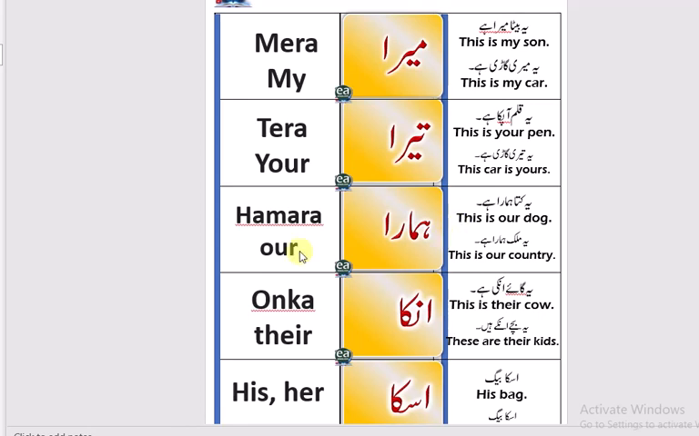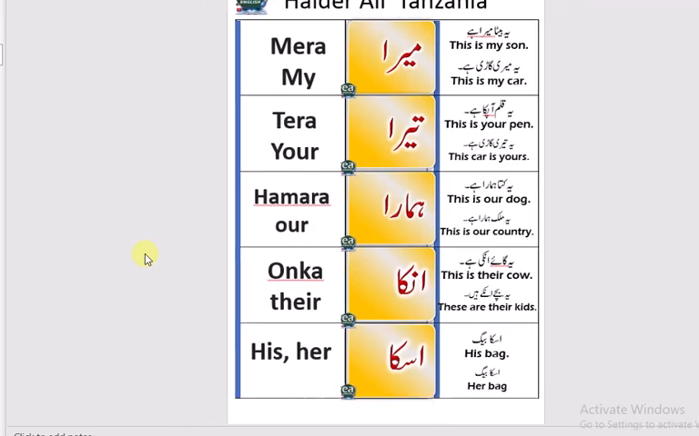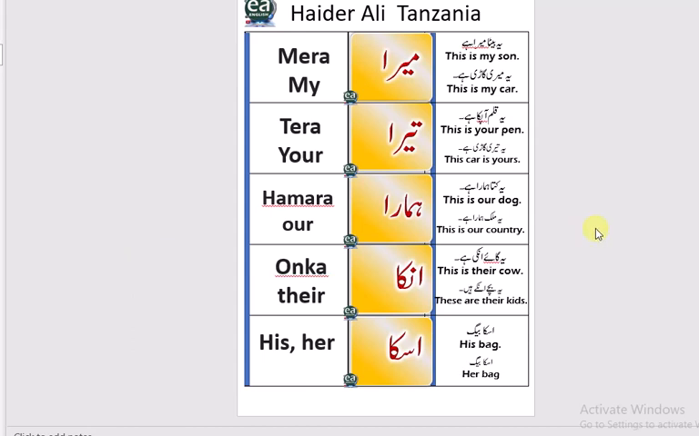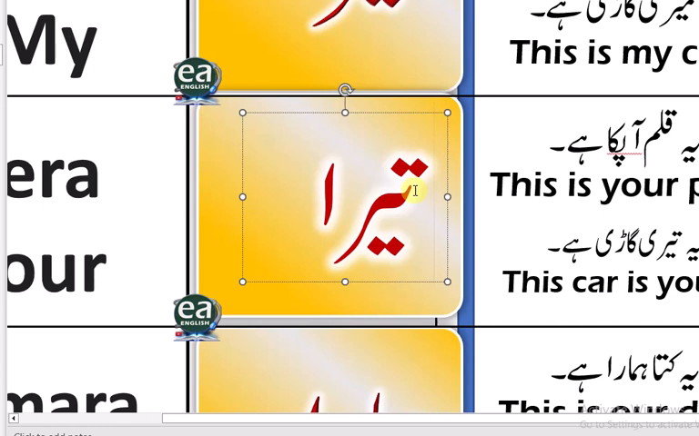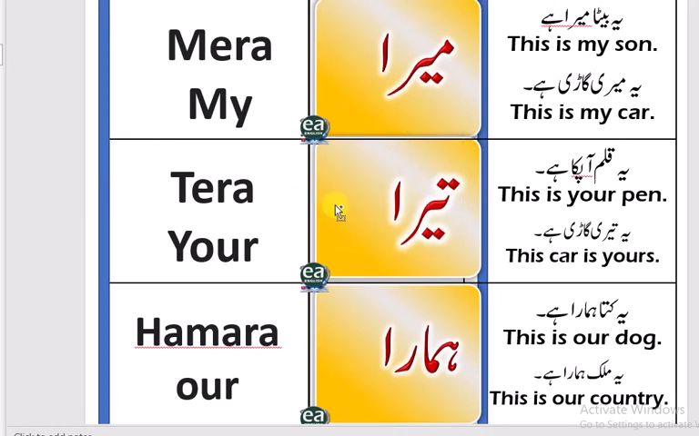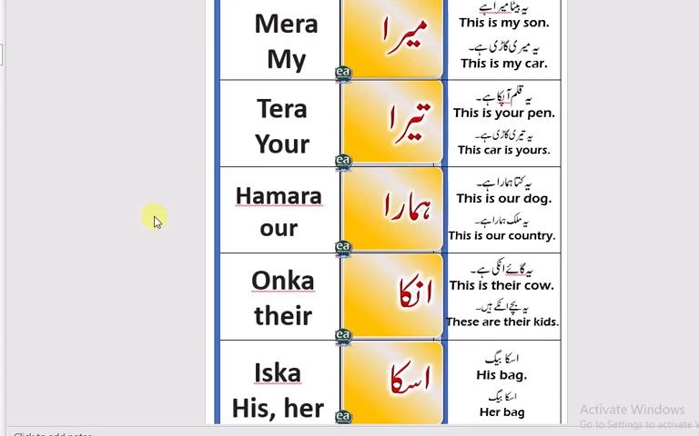I'm done. You're done. That's great. Wonderful job. What have you written? I wrote mera, my, tera, your, hamara, our, unka, their, iska, his or her. Yes. That's great. Okay, what are the other words for tera? Tumhara and aapka. Tera, tumhara, aapka. Yeah. That's great.